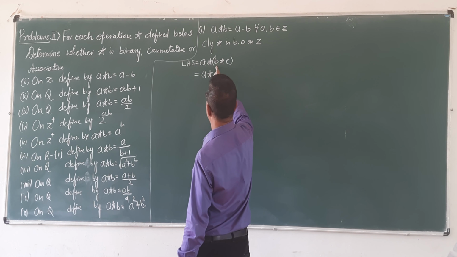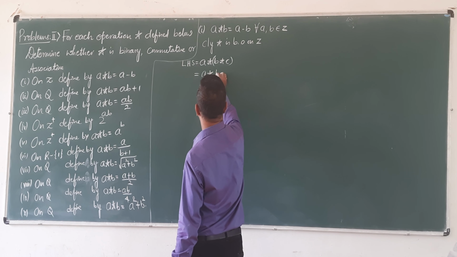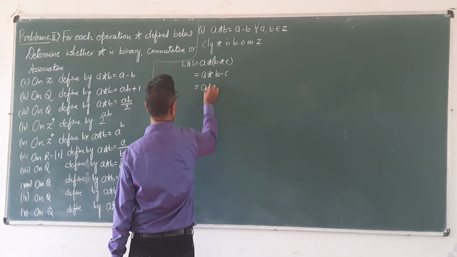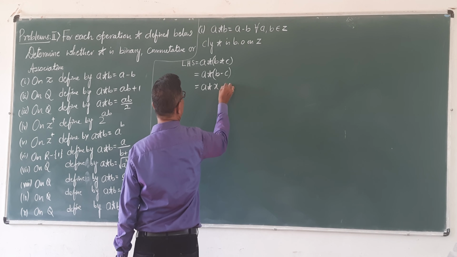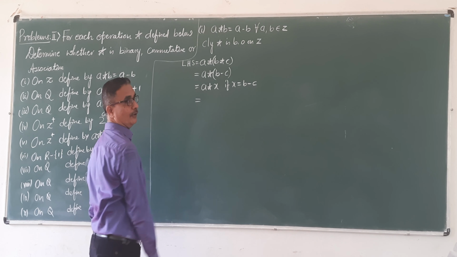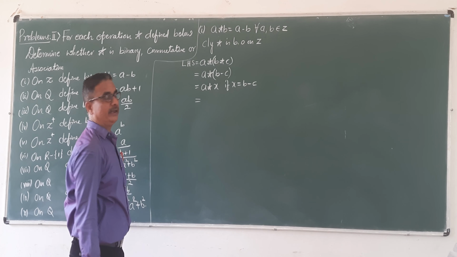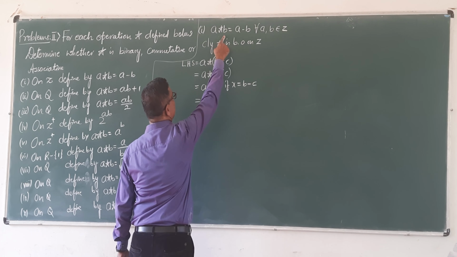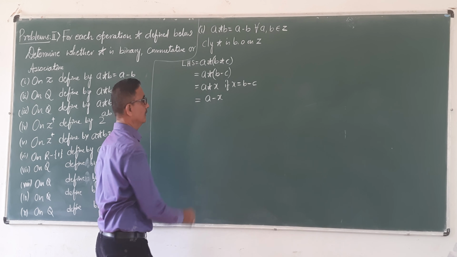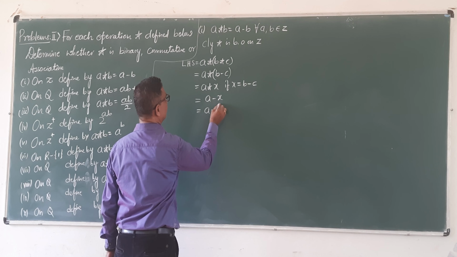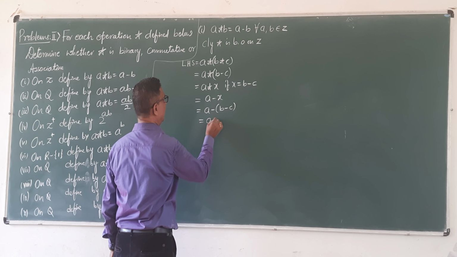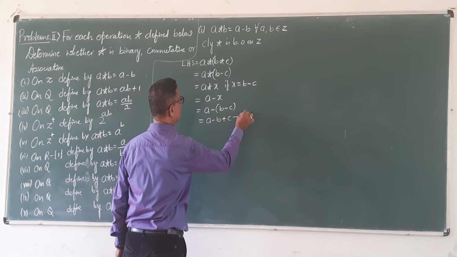Instead of a and b here, we get b and c. What is b star c? It is b minus c. Put b minus c equal to x, where x is equal to b minus c. Since a star b is equal to a minus b, instead of b we have x: a star x is equal to a minus x. That is a minus (b minus c). Right? Simplify: a minus b minus into minus plus.